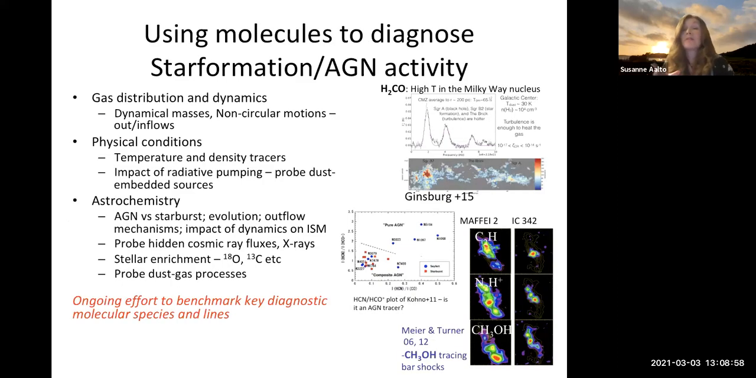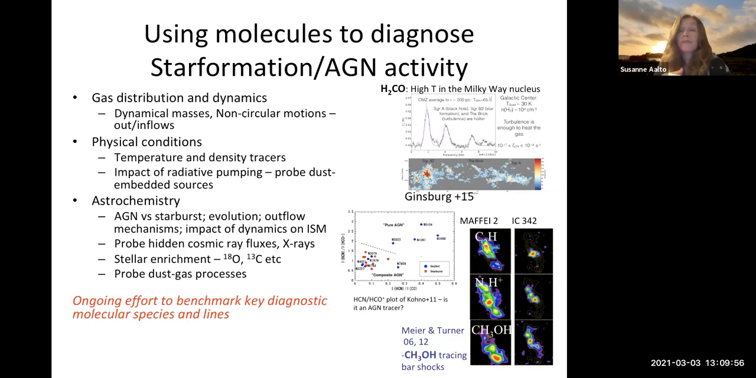Now we have a much larger number of molecules, even extragalactically, at our disposal that we can use to probe all kinds of activities, the impact of star formation, for example, on its surrounding gas, and including AGN activities. So we can study gas distribution and dynamics, get dynamical masses in very obscured systems, and look for non-circular motions, outflows and inflows. By combining molecules, and these days, since we have the ALMA telescope, with fantastic resolution, we can probe physical conditions, temperatures and densities, for example, cloud stability. We can also see what the impact of the radiation field is on molecules, directly on how they excite the molecular emission, for example, probing dust-embedded sources, which I'm coming back to very shortly.